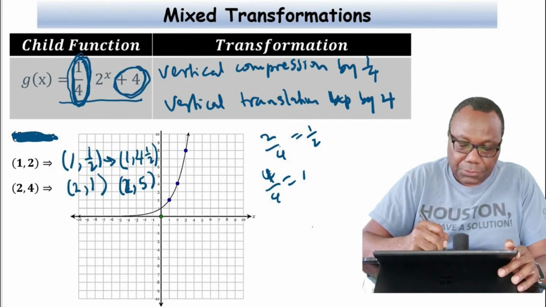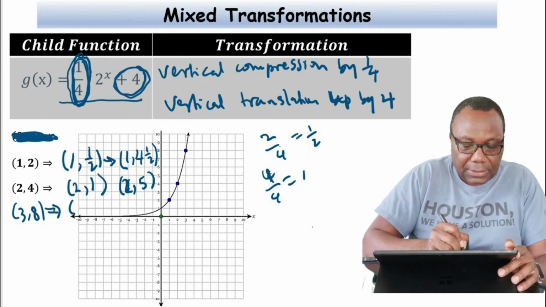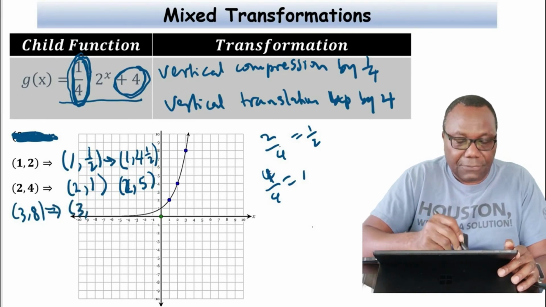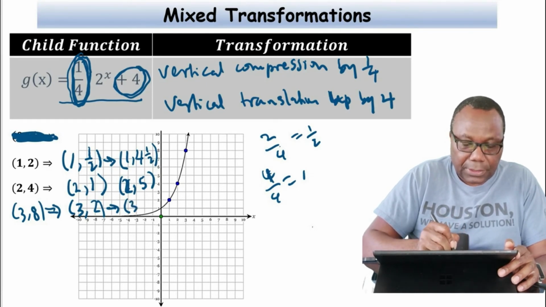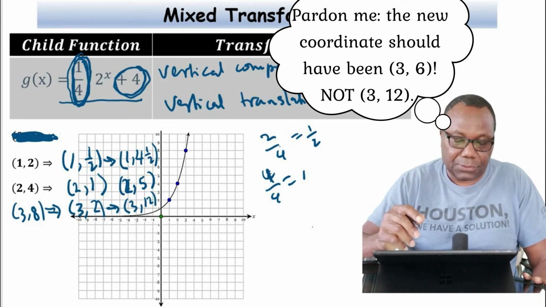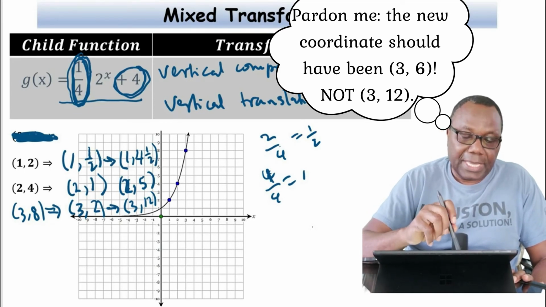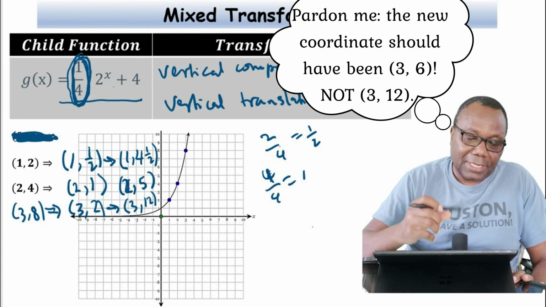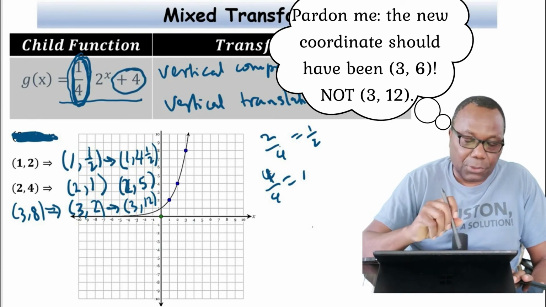All right, let's say I do 3, 8. The first thing is the x stays the same. Then you divide 8 by 4, which is 2. After that, you add 4 to the new value, and it becomes 3, 12. Okay, let's plot these points to see how the new graph is going to look. To make it easier, you see that this 4 here is the vertical asymptote. So I'm going to draw it.